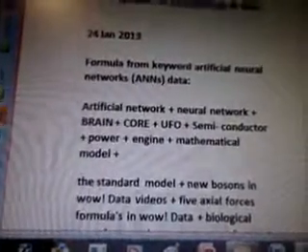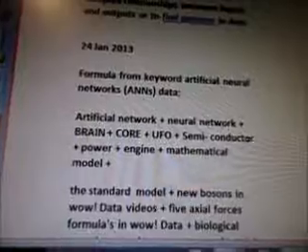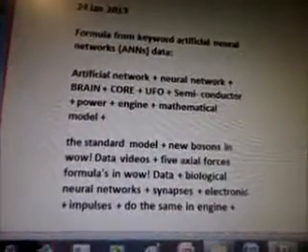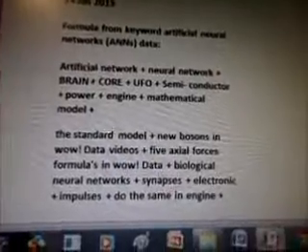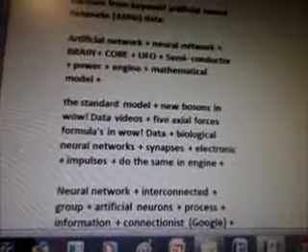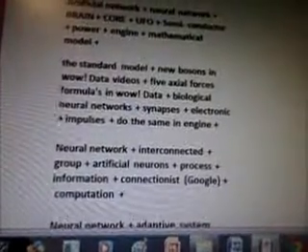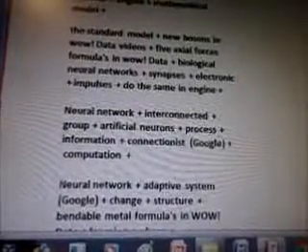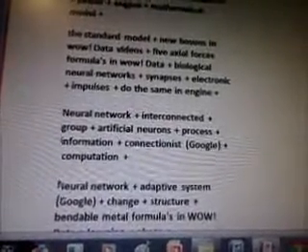January 24th. The formula from keyword artificial neural networks and data. Artificial network, neural network, brain core UFO semiconductor power engine mathematical model. The standard model, new bosons and WOW data videos, 5 axial forces, formulas and WOW data. Biological neural networks, synapses, electronic impulses do the same in engine.